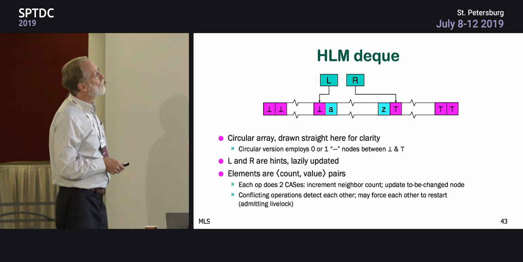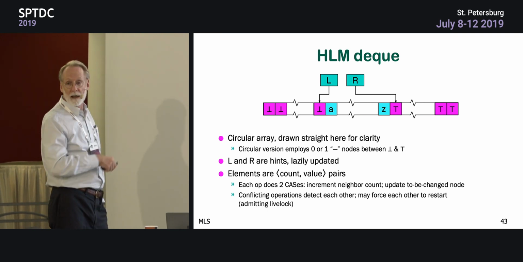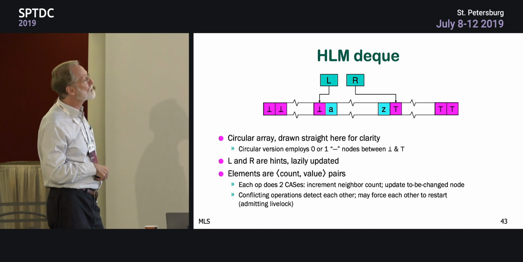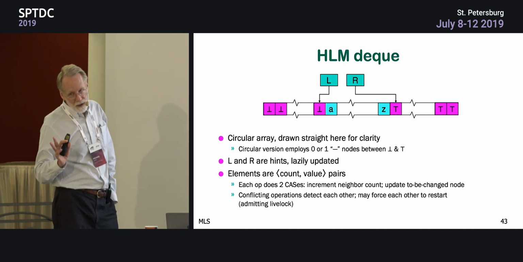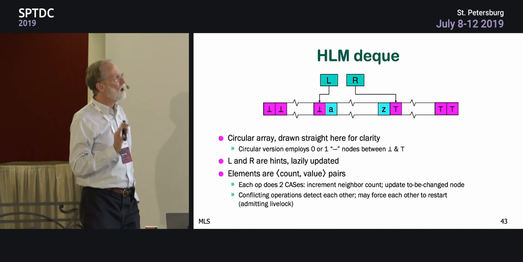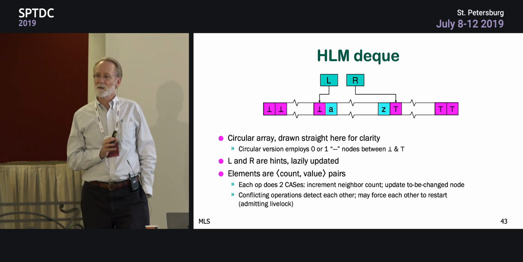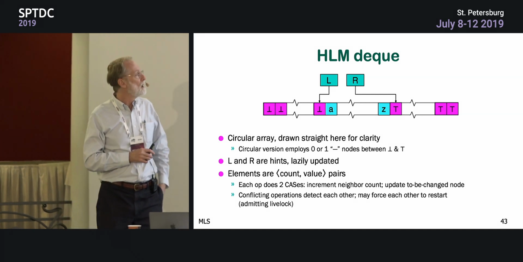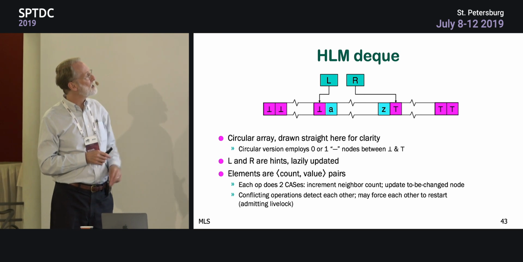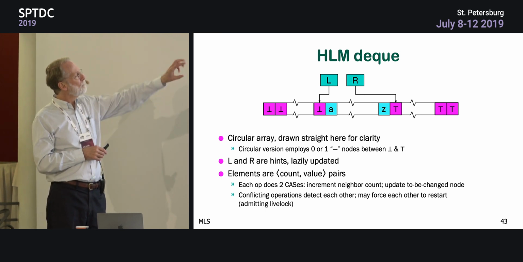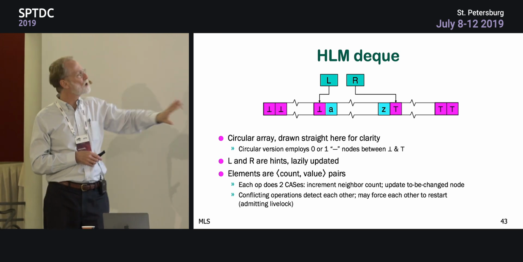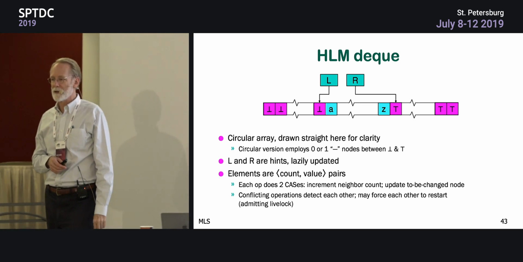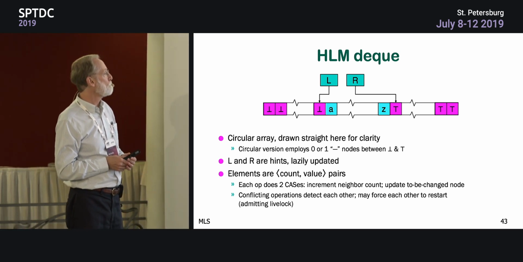You'll notice that we have a left and a right end pointer that point to, hopefully, the first unused elements beyond the respective ends of the queue. So we have data in the middle, A through Z there, and we have a bunch of bottom elements off to the left and a bunch of top elements off to the right that are currently unused.